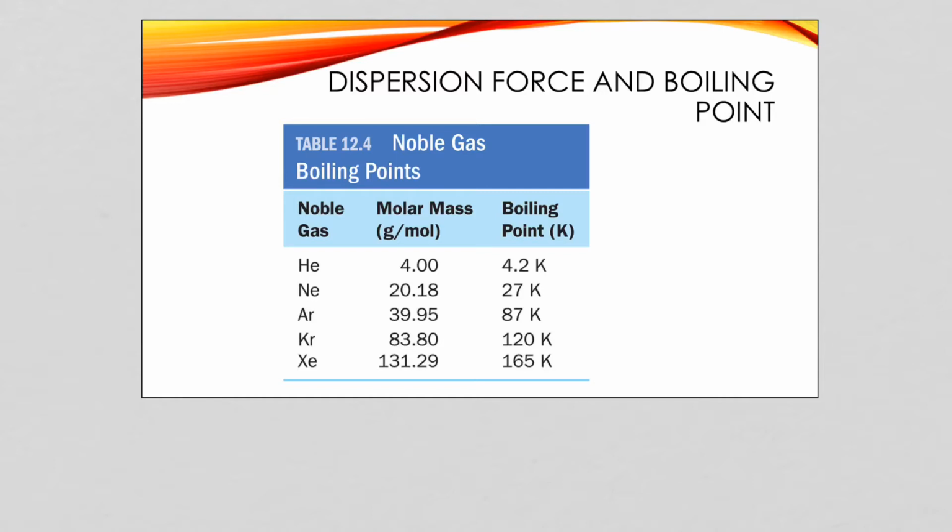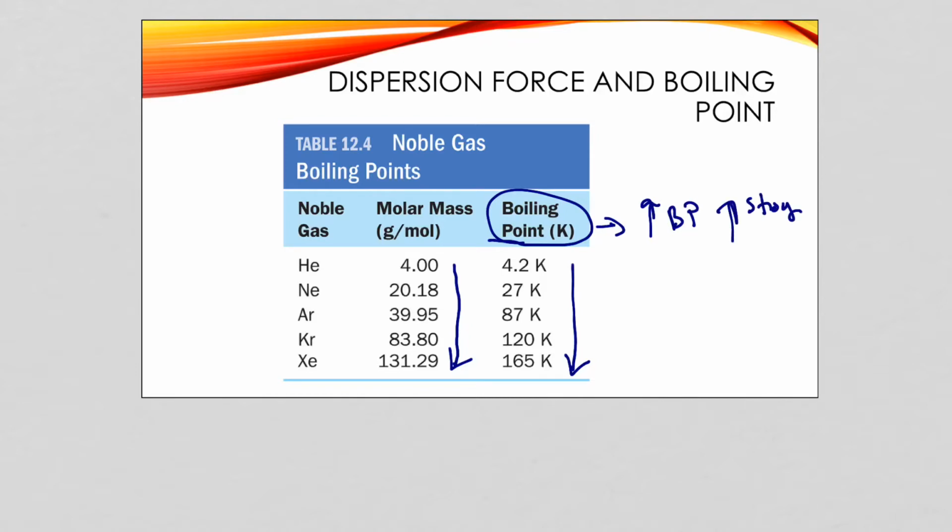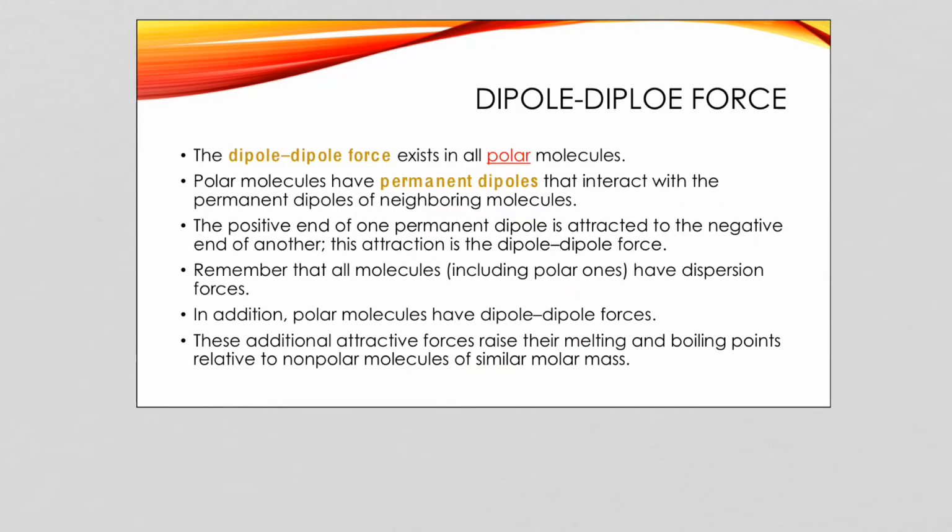So we can look at a basic table here. This is just using a series of elements, in this case the noble gases, and just illustrating that as the mass goes up, the boiling point goes up. Now, remember, the boiling point is a way that we can look at the strength of intermolecular forces. So a higher boiling point would indicate stronger intermolecular forces, or in this case, stronger dispersion forces. Okay, so those are dispersion forces.